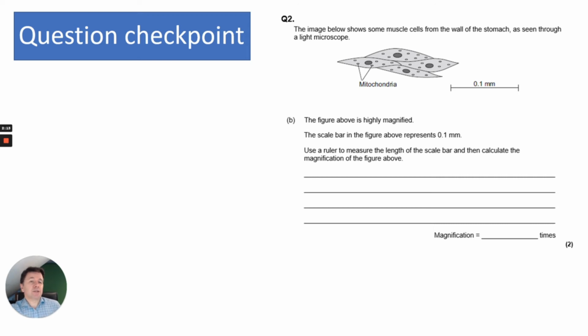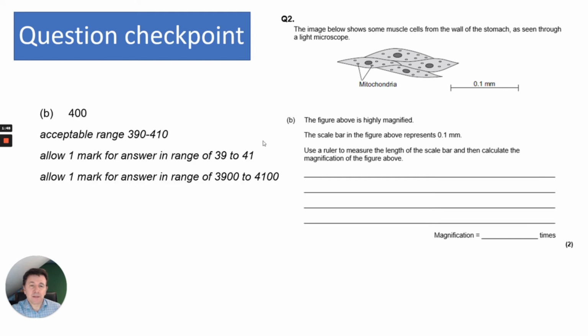Right, so the image shows some muscle cells from the wall of the stomach as seen through a light microscope. And it gives you what we call a scale bar. That scale bar represents 0.1 millimeters. Use a ruler to measure the length of the scale bar. So we'll measure the length of the scale bar with our ruler and calculate the magnification. So what you've got to do is basically measure that distance. I measured it as 40 millimeters.